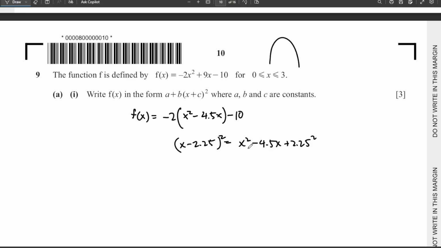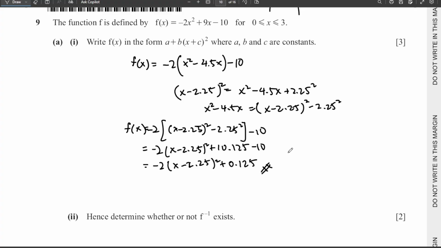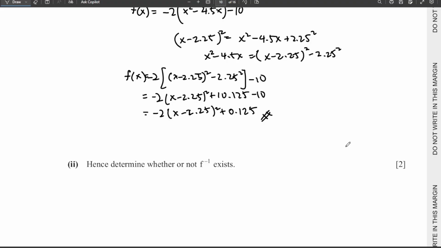Plus 2.25 squared. This is the identity. So to isolate x squared minus 4.5x, that gives us up to this point, then I will replace it into my function. After replacing, I can expand this bracket and we get this expression. So A will be 0.125, B is negative 2 and C is negative 2.25. Okay, good.